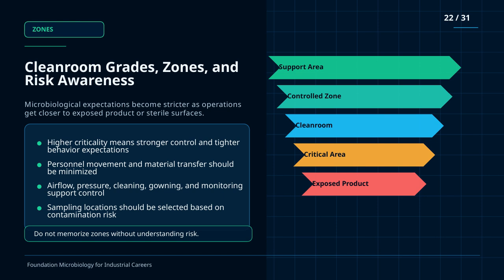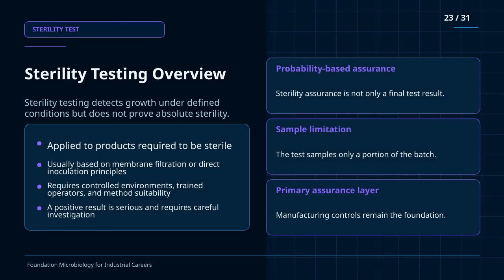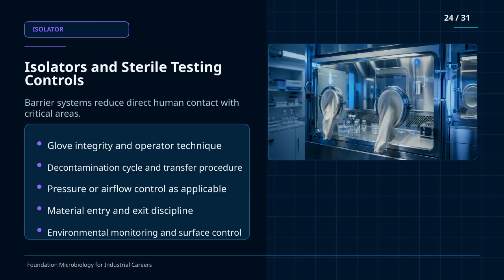Sterility testing is a specialized test for products that must be sterile, but it does not prove absolute sterility. It samples only part of a batch, so manufacturing controls, aseptic technique, and contamination prevention remain the primary assurance layers. Isolators and barrier systems reduce direct human contact with critical sterile testing and aseptic areas. Their performance depends on glove integrity, decontamination, transfer discipline, airflow or pressure control, environmental monitoring, and accurate deviation records.